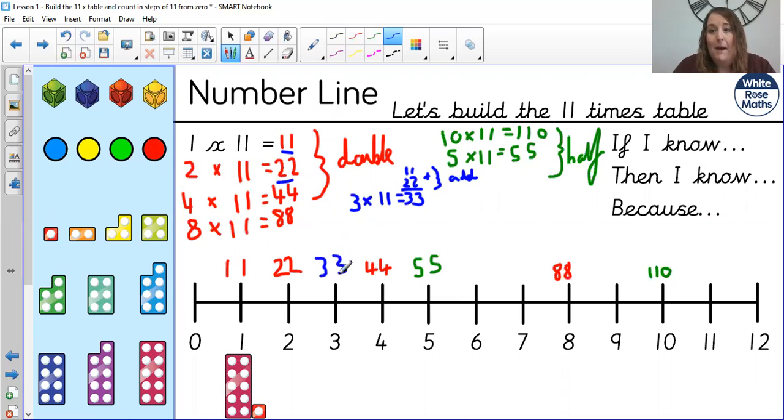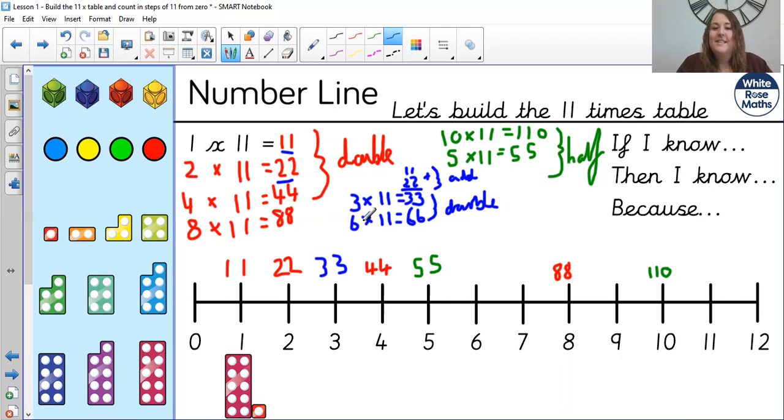And then I can go back through my doubling. So if I know 3 times 11 is 33, I know 6 times 11 is 66 because I am doubling again. Oh, it is very tricky to write with my finger. That should say doubling, hopefully you can see that.